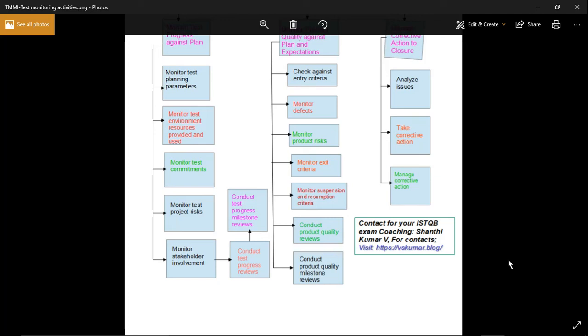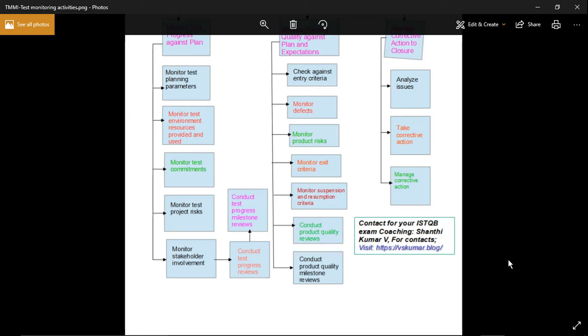The next one is monitor defects. So whatever tasks we are executing with the different test scenarios in different levels of testing, like integration testing, system testing, user acceptance testing, we might find some defects agreed by the developers, and we need to monitor them for each test cycle, also within that level of testing completion.